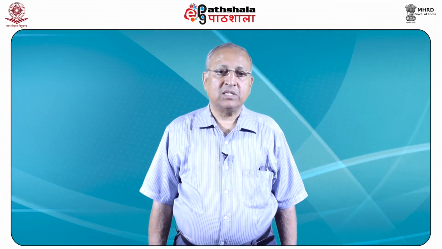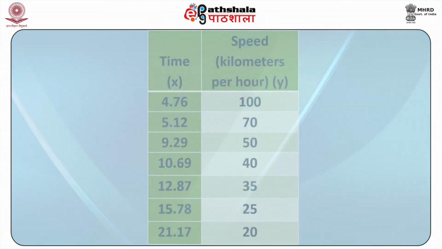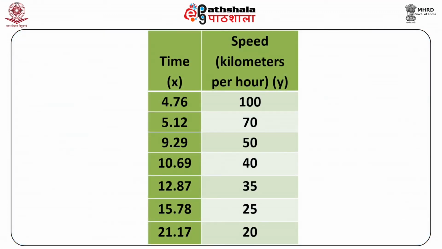Now, let us just consider how this would pan out. If the speed in kilometers per hour is 100, then in this case the time taken would be 4.76. When the speed goes down to 70, then it is 5.12. When it goes down to 50, it is 9.29, and so on down to 40, 35, 25 and 20, and respectively the time taken is increasing from 9 to approximately 10, 13, 16 and 21.